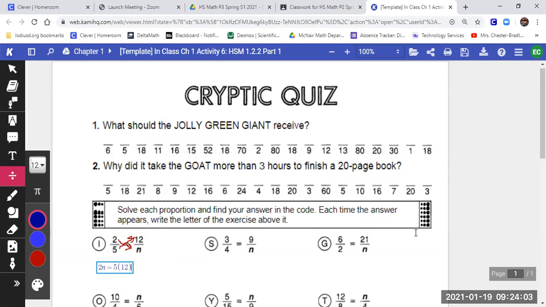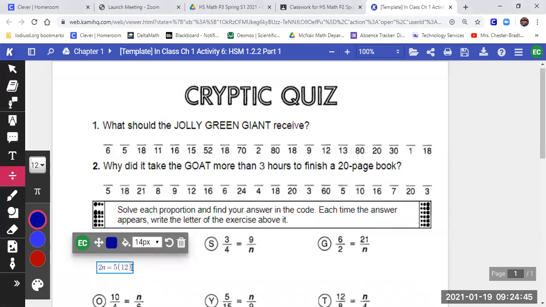Now, if you notice, I am not using the multiply symbol. I am using the parentheses that stands for multiply. And the reason why we're not using the multiply symbol is because we now have letters in our equations. So we cannot use X to stand for multiply. We're going to use our parentheses to stand for multiply.